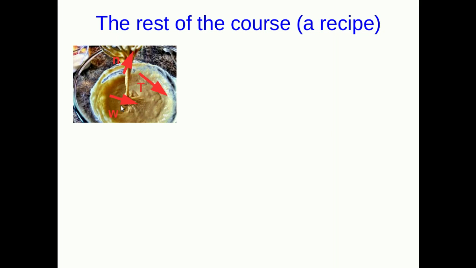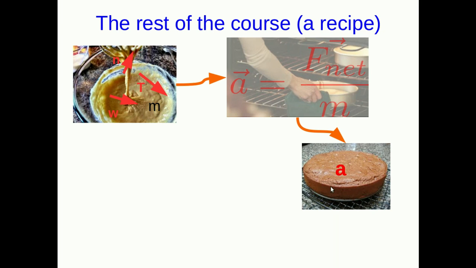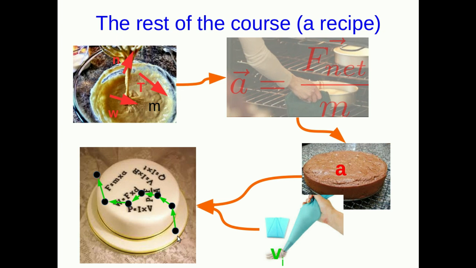If you start with forces, and those are your starting ingredients, so you know all the forces acting on some object, and you also know its mass, you can take those ingredients and cook them up with Newton's second law, and that tells you the acceleration. And if you have just one more ingredient that you add at this point, which is the initial velocity, you can determine or predict the rest of the motion of the object from that point on.